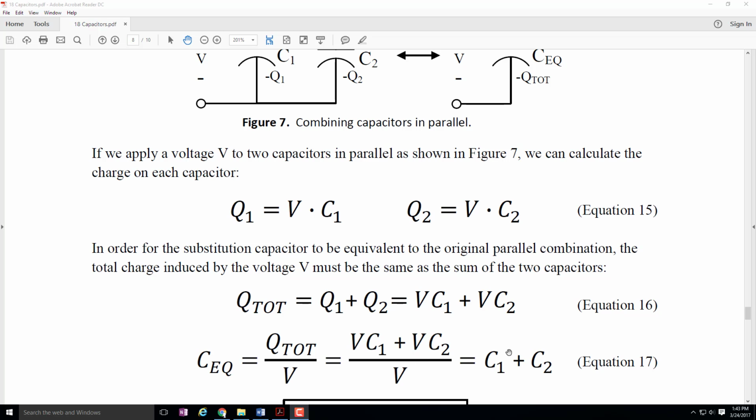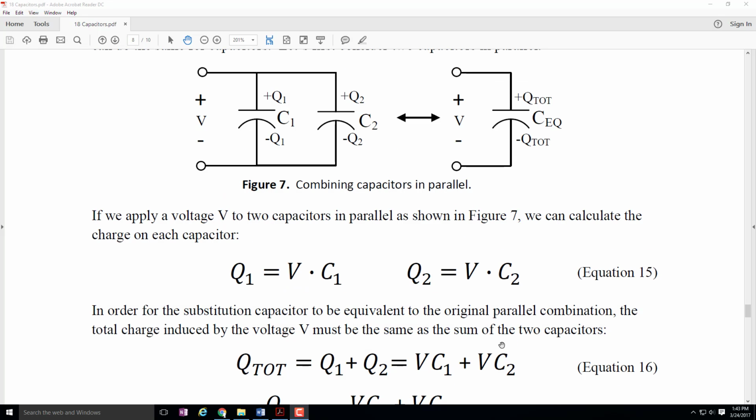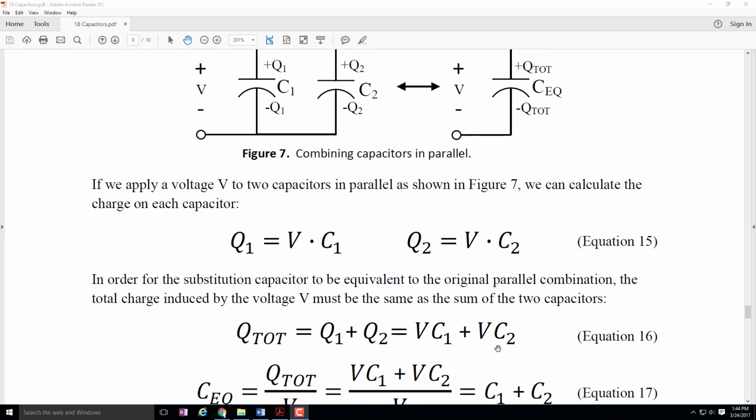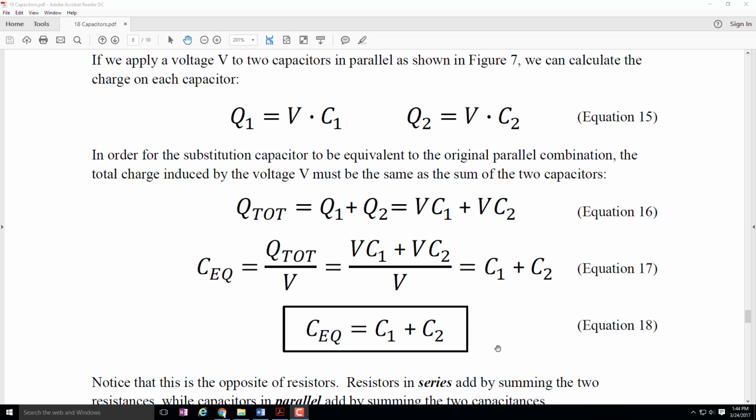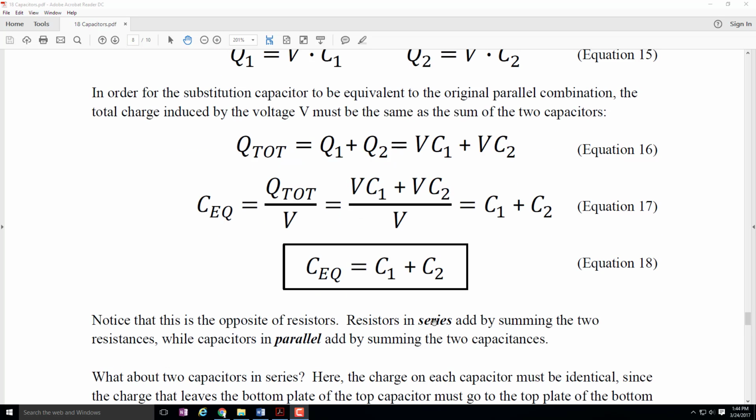So take a moment and consider: when two capacitors are in parallel with one another, we can combine them by simply taking the sum of the two capacitances. Remember that that's the opposite of what we had to do for resistors. Resistors in series add by summing the two resistances, while capacitors in parallel add by summing the two capacitances. So in this case, we see that resistors and capacitors combine in the opposite way.